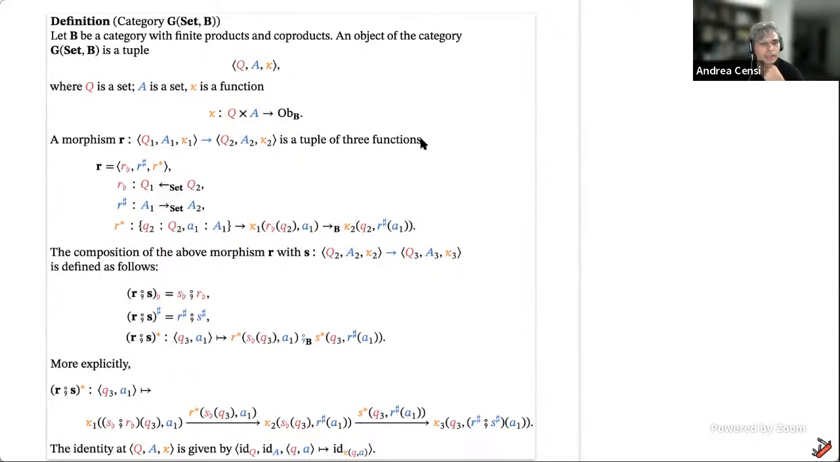A morphism now has three components. You have the backward and the forward functions. And then you have a dependent function that for each Q2 and A1 gives you a morphism of B. Now, I just need sets. I just want to say that if this was Cat, then this would look a little bit cleaner, because kappa would be a profunctor, of which you just see the object part of the functor. And this thing that takes two objects into a morphism would be a natural transformation.